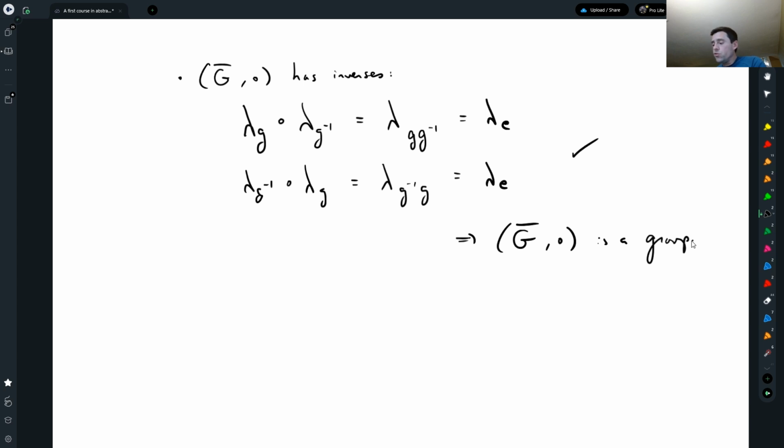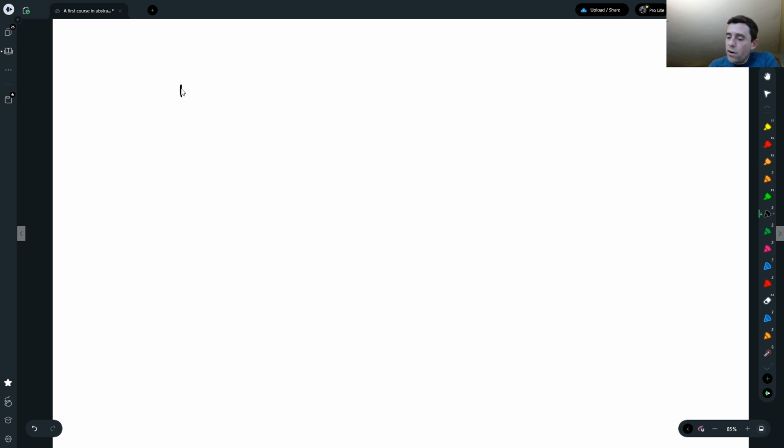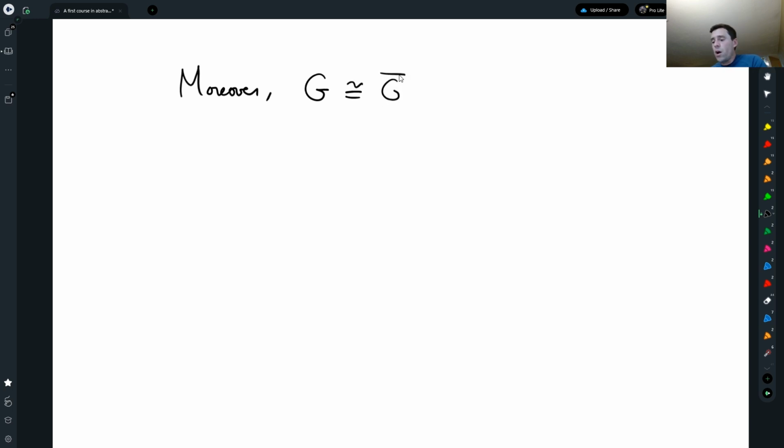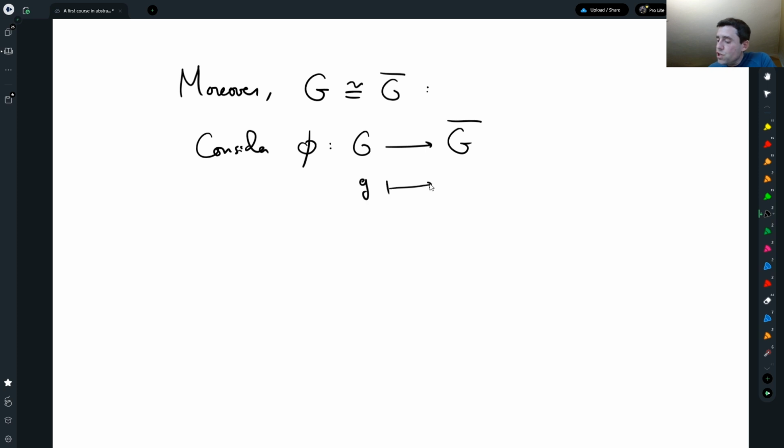Great. What else do I need to do? I have a group. Now I need to see that actually G and G bar are isomorphic. Moreover, G is isomorphic to G bar. How so? We're going to need an isomorphism. Consider phi from G to G bar that sends G to lambda G. Then we want to show that this is an isomorphism.